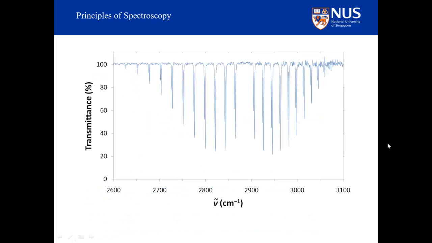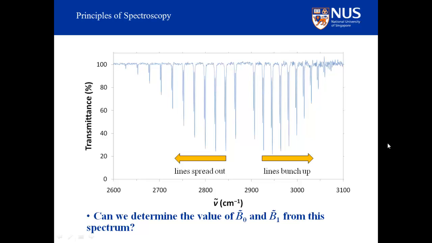This is exactly what we saw in the gaseous HCl spectrum. The lines in the P branch are spreading out as we go to higher initial J state, and the lines in the R branch are getting closer together as we go to higher initial J state. And from this spreading out and bunching up, we can of course also determine what B0 and B1 are from this spectrum.